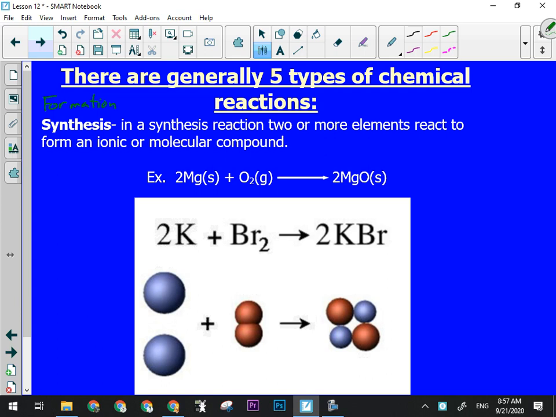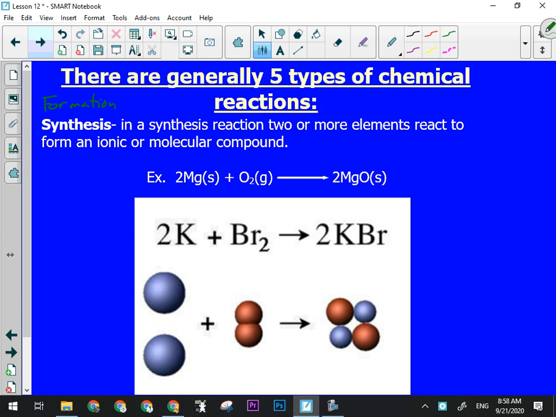So what we're saying here is that two magnesium atoms react with one molecule of oxygen gas containing two atoms. And that makes two molecules of magnesium oxide. So, how many magnesium atoms are on this side of the reaction? Two. And there are two over here. How many oxygen atoms over here? Two. How many over here? Still two. This two applies to the whole compound.